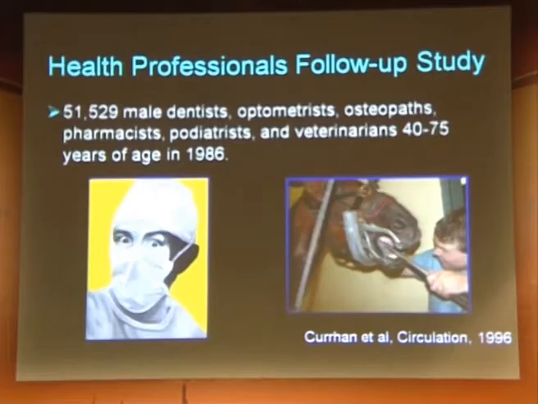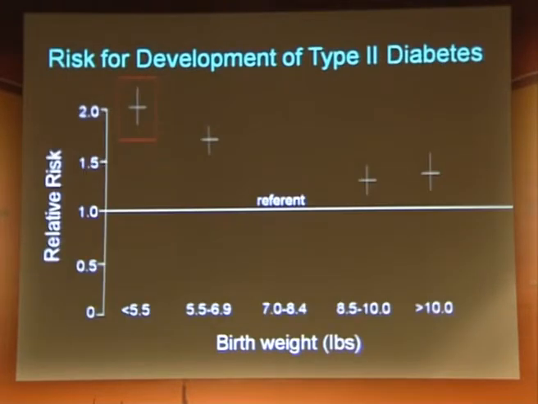And just for you males in the audience, you're not without risk either. They did a very similar study looking at male health professionals: dentists, optometrists, osteopaths, pharmacists, vets. Again, a questionnaire with some phenotypic data available, and they found a very similar risk, around a twofold increased relative risk for the development of diabetes later in life if you had a lower birth weight of between less than 7 and down to less than 5.5 pounds.